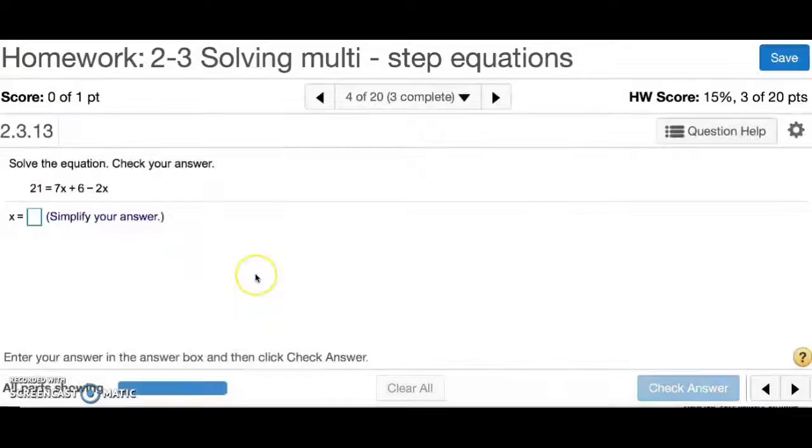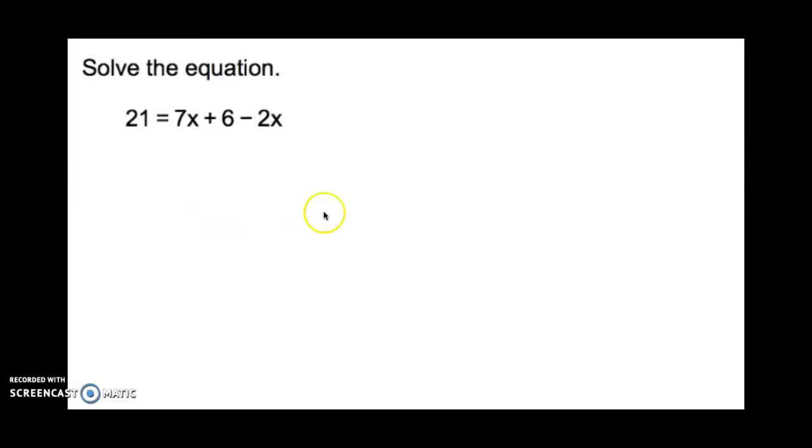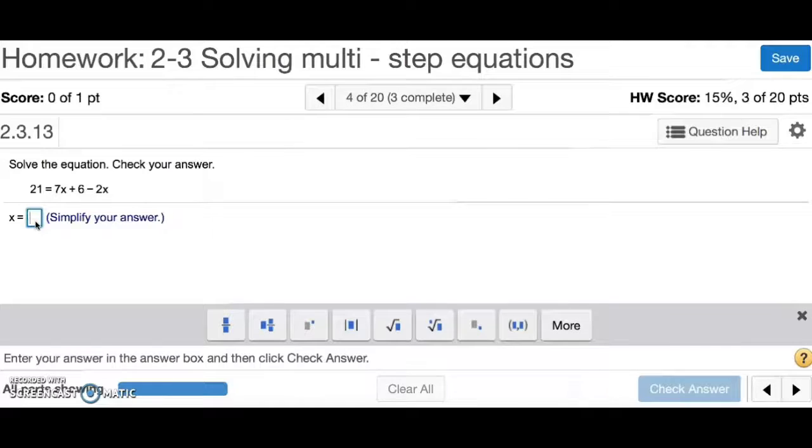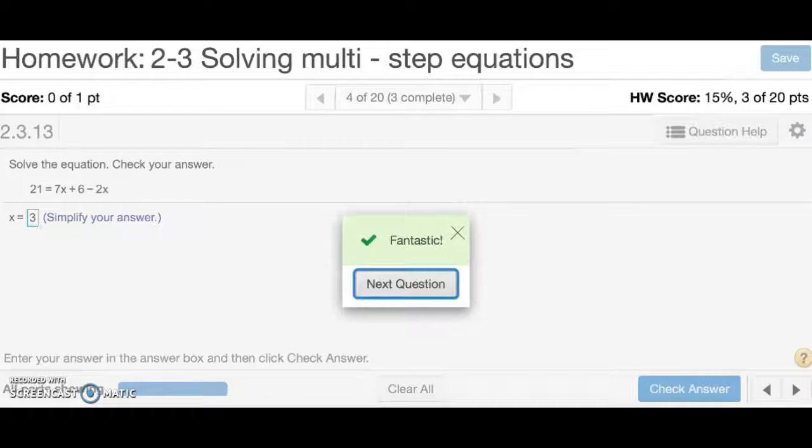That's number 3. So number 4, we are solving the equation, so let's do that. What we need to do first is, on the right, combine my like terms, which are 7 and negative 2x. So negative 2x plus 7x gives me positive 5x. Now I subtract 6 from both sides, and I'll get 15 equals 5x. Divide both sides by 5, and x is going to equal 3. So my answer for number 4 is going to be 3. So let's type it in, and 3 is the answer for number 4.